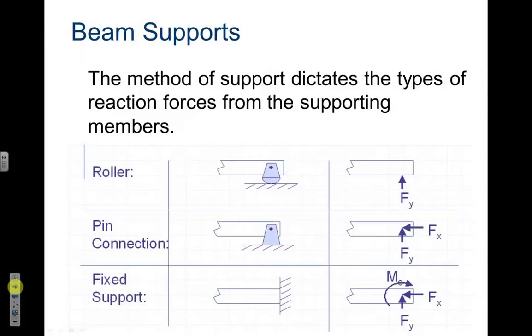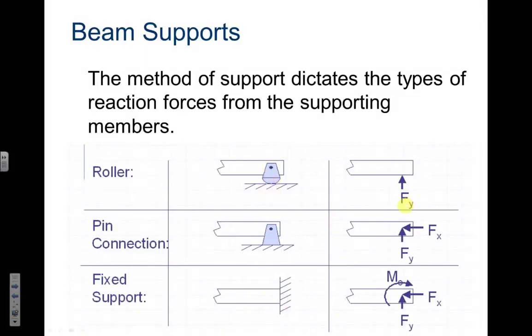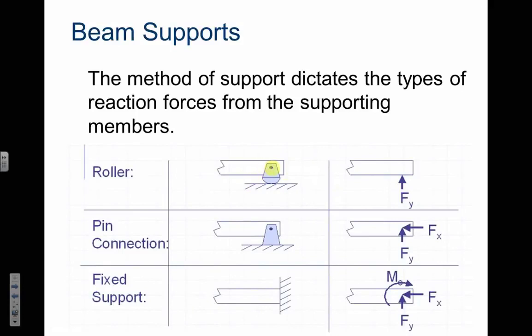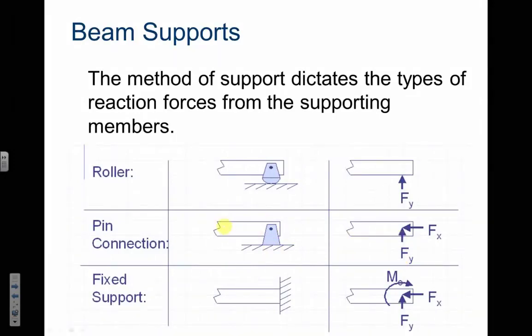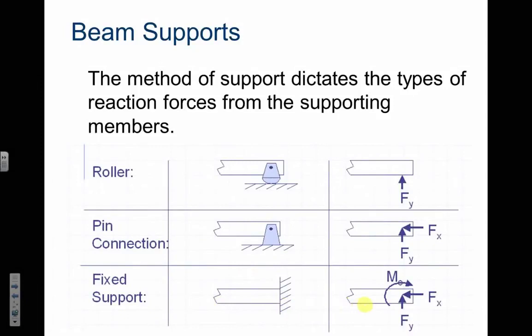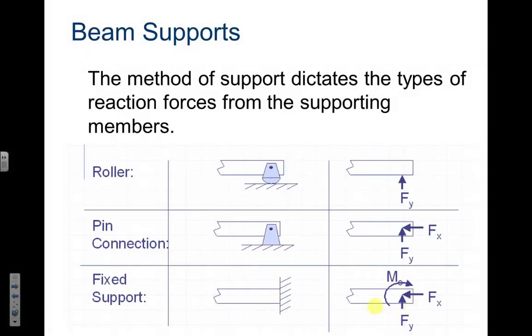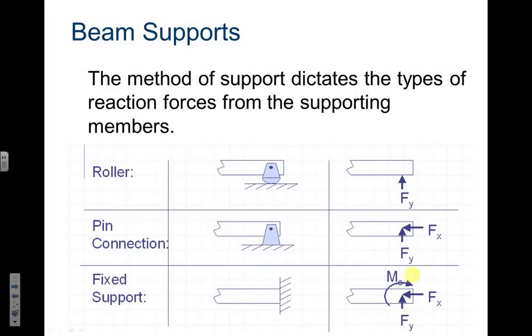Beam supports. The method of support dictates the type of reaction forces from the supporting members. So here's a roller, meaning it has a reaction in the y direction only because it is free to move left and right. A pin support, again, is resting down in the y direction. That's why it has a reaction force going up. And we're assuming that the beam is pushing on the support. That's why it has a reaction pushing back. Fixed support, like a cantilever, has both the X and Y reaction forces, and it has a rotational moment force because the end of the beam wants to push down, so the fixed end wants to rotate up.